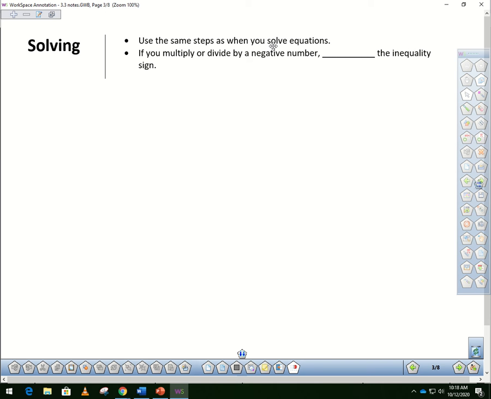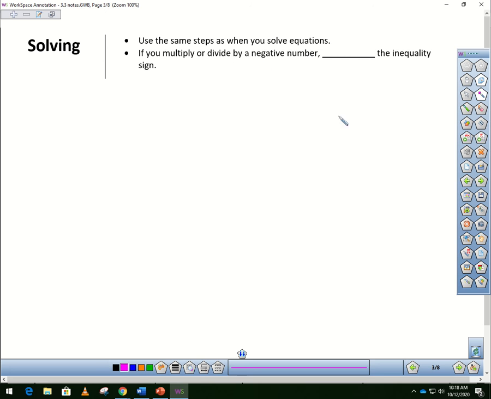Use the same steps as when you solve equations. And it says here, if you multiply or divide by a negative number, you need to flip the inequality sign. The word is flip, okay? I'll talk about how that works. That's going to be what you fill in the blank. Everybody got that? You're going to flip the inequality sign.